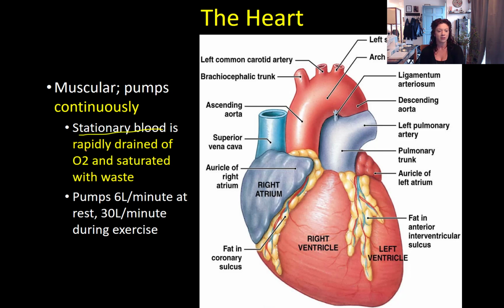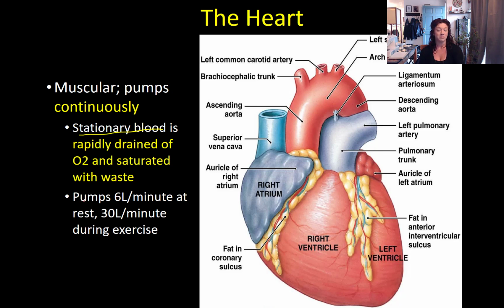in your body, it would be rapidly drained of oxygen and totally saturated with CO2 and waste. The surrounding tissue would suck all the O2 out of that blood, cram it full of CO2 and waste products, and that blood would just sit there, stagnating, and the cells around it would slowly die. It has to be continuously in motion.